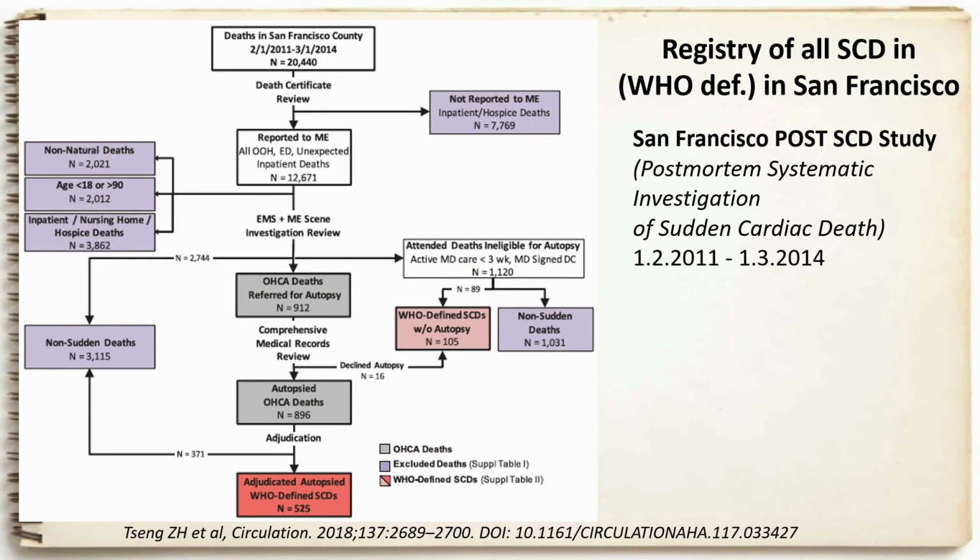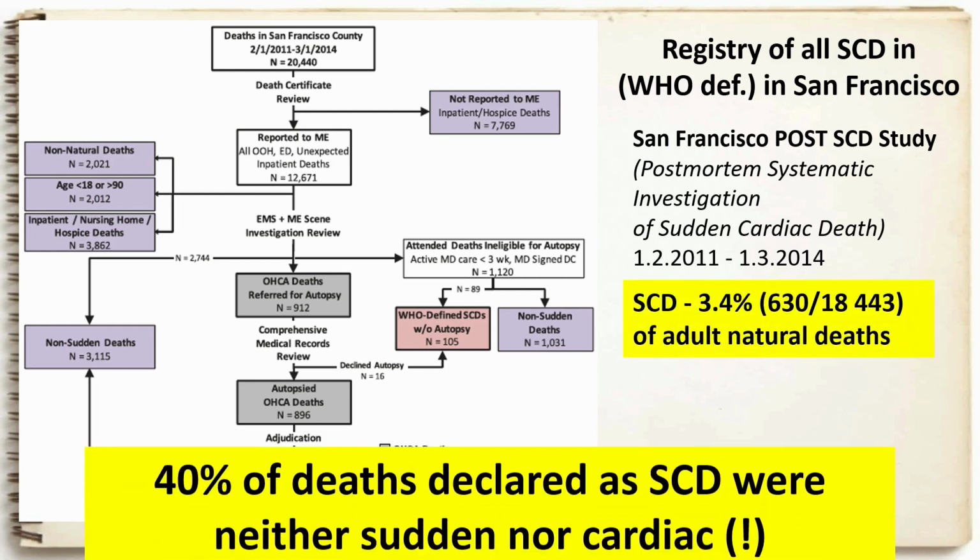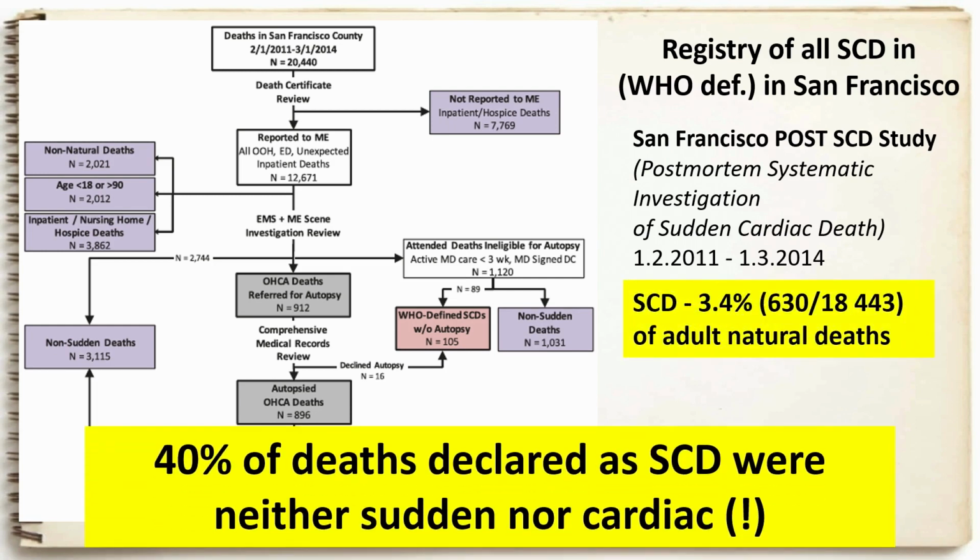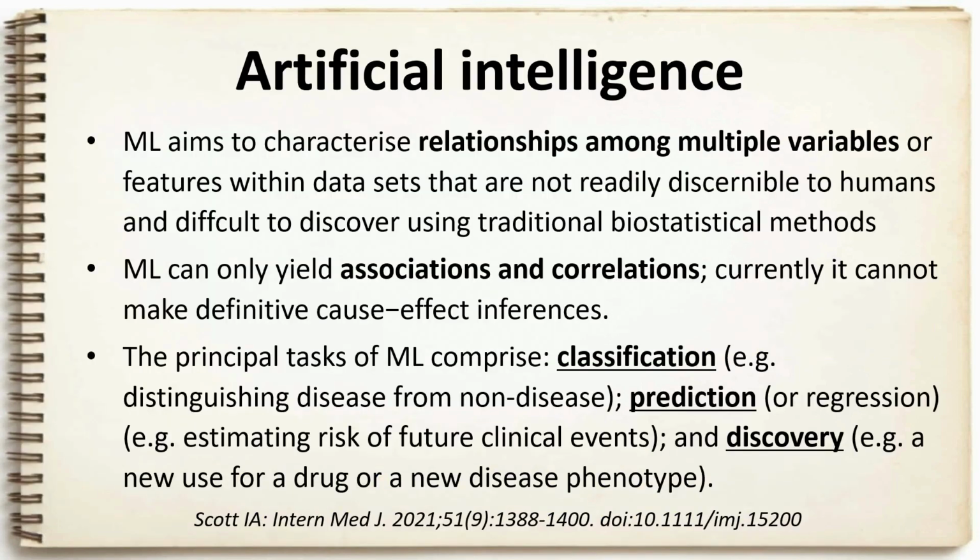Another problem we have with sudden cardiac death is that when we look very strictly at death registries, we can see that only about 60% of sudden cardiac deaths are really sudden and cardiac. 40% are neither sudden nor cardiac. This certainly makes the correlations between certain parameters and the outcome very difficult.